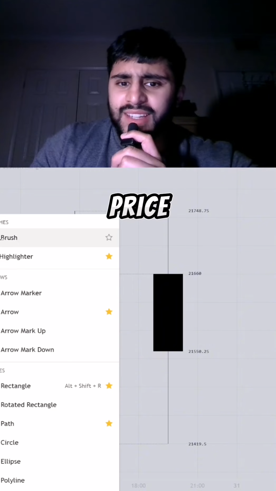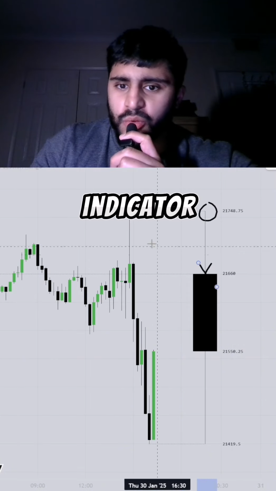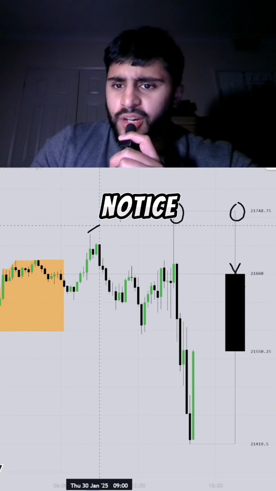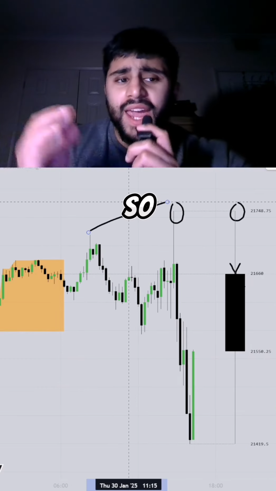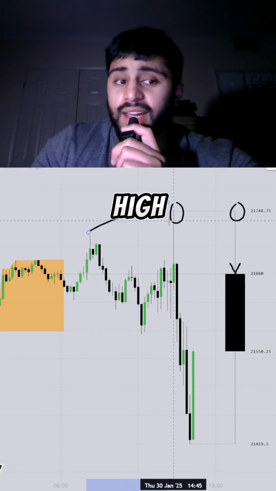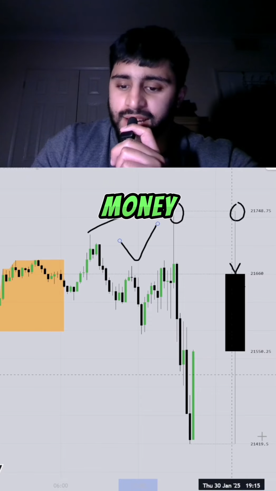So when price gives the high of the day, you don't just rely solely on this indicator. You want to know what's going on over here between the buyers and the sellers. Notice how we have a sweep of liquidity over here. So NQ had smart money activated because NQ took out this high and ES did not. So this tells us that NQ is where the smart money was activated.